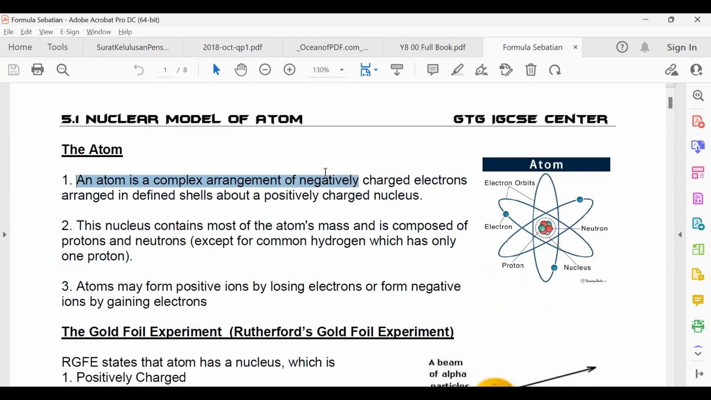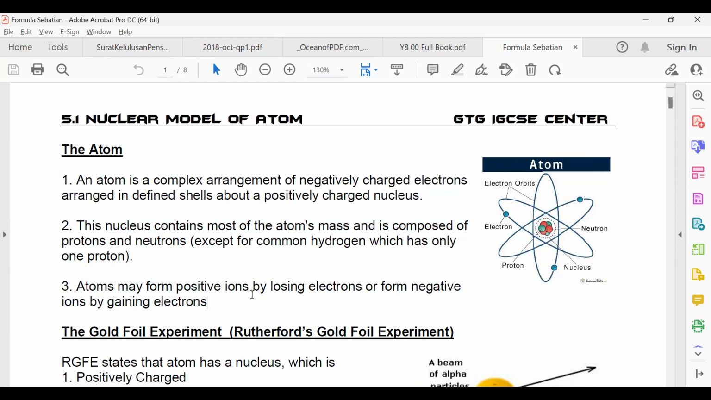All right, an atom is a complex arrangement of negatively charged electrons. The keyword is it must be negatively charged. Electrons are arranged in defined shells about a positively charged nucleus. This nucleus, which contains the protons and the neutrons, is positively charged. It contains most of the atom's mass. So most of the mass is centered here, meaning to say everything else is free empty space. And atoms may form positive ions by losing electrons or form negative ions by gaining electrons.